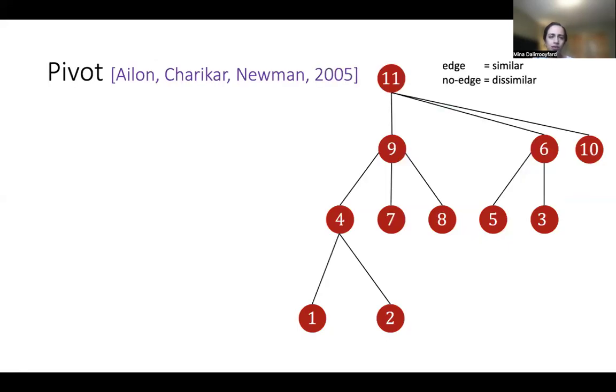So let's first see very roughly what pivot does. Before getting into that, slight change of notations. We said that in correlation clustering, we're dealing with complete graphs with edges being labeled as similar or dissimilar. Now, instead of showing all the edges, we just show the similar edges. So if two nodes are adjacent, they are similar. If they're not adjacent, they're dissimilar.